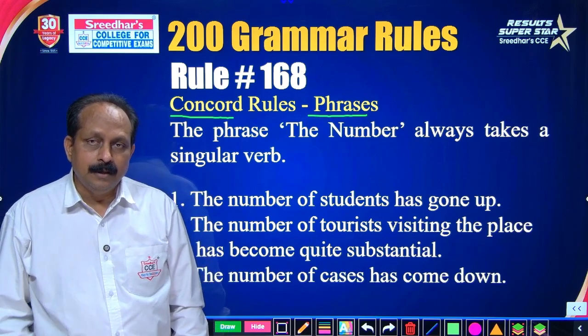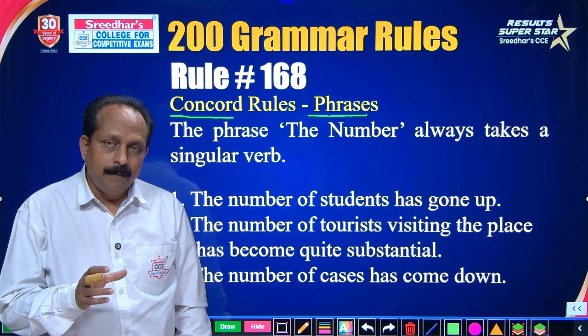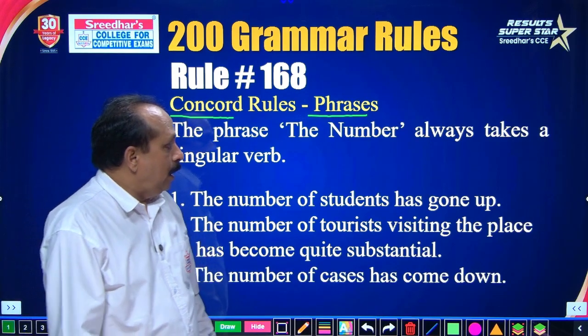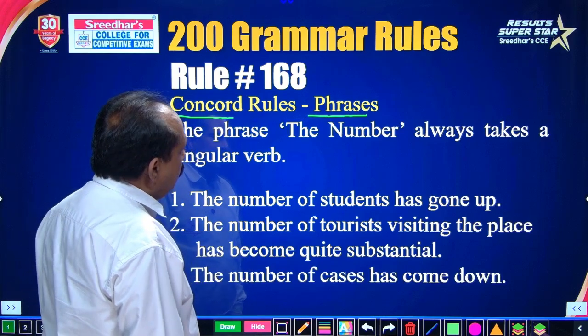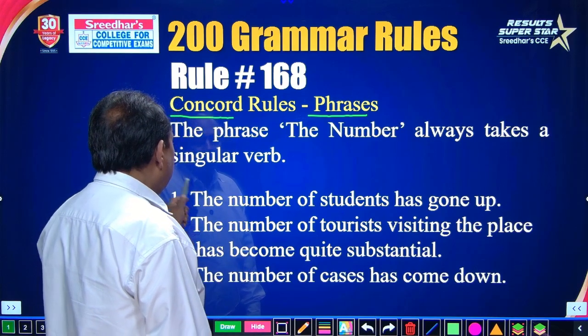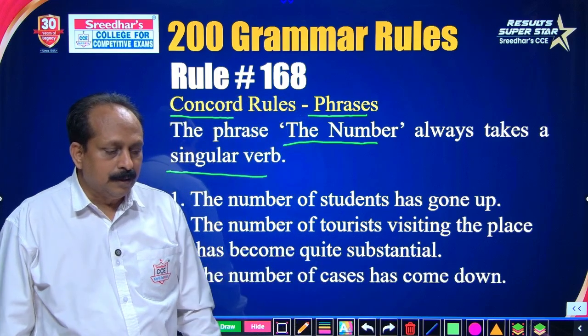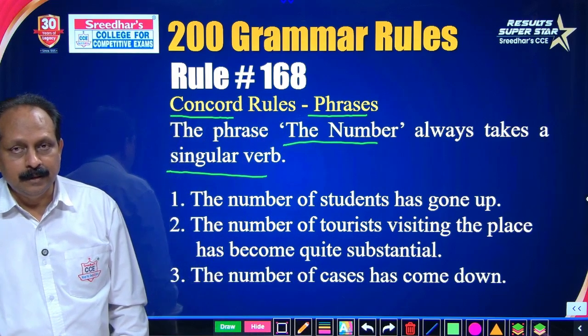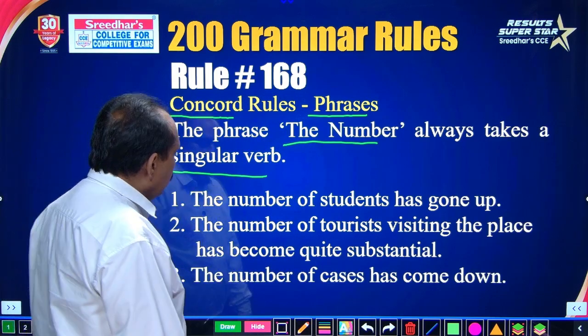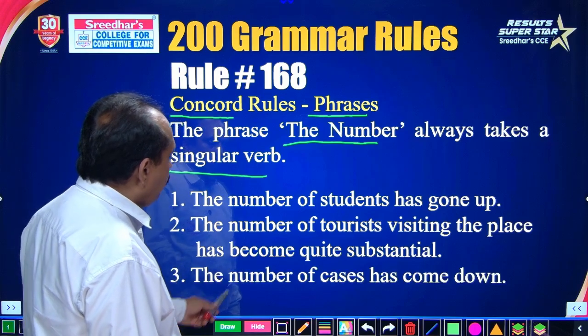First one is the number. What is the phrase here? The number. And what is the rule? The phrase the number always takes a singular verb. This has been given many a time. The number takes a singular verb. The number of students has gone up.